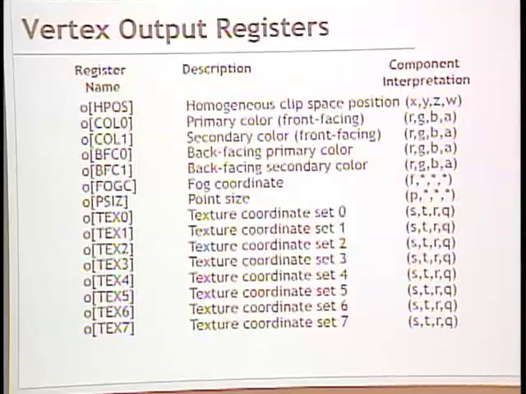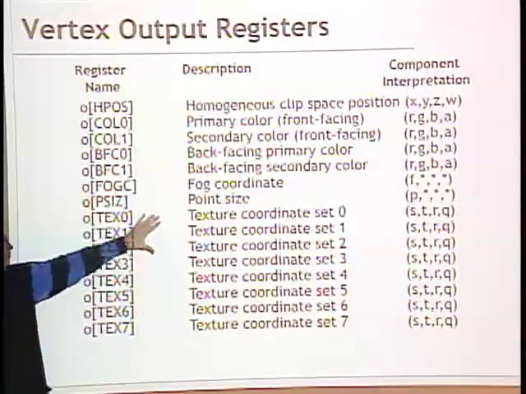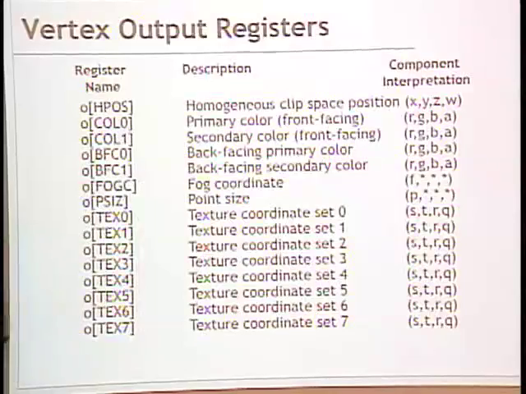Evidently, you can send out 2 colors that face forward and 2 colors that face backwards if you want to calculate all those. Typically, you're going to spit out 1 color. You'll send out transformed texture coordinates and some other weird stuff possibly, but these are the outputs.